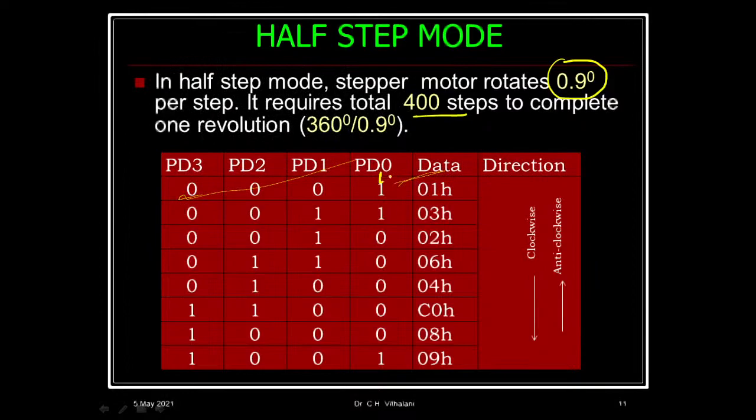Initially only the first winding will be activated, then the first two windings will be activated, then only the second winding, then second and third, then only the third, then third and fourth, then only the fourth, then fourth and first will be activated. So this is the sequence you have to send. And you cannot achieve this sequence simply by shift left or shift right operations.